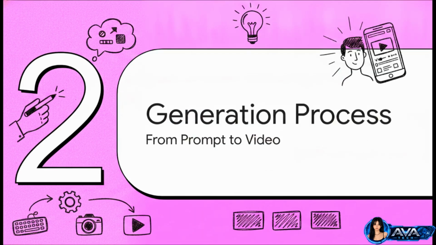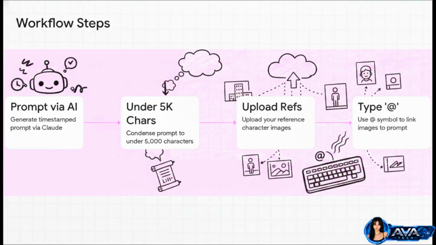Moving right along to Section 2, the generation process. Let's look at how we get from prompt to video. I want you to imagine looking over the shoulder of a digital creator for a second. Here is the exact chronological workflow they use to generate a highly realistic vlog-style video. Step 1 is generating a detailed, time-stamped prompt, usually using an AI like Claude. But look closely at Step 2 because this is a crucial detail. Dreamita has a strict 5,000-character limit for a 3-minute video that is genuinely short, so you have to condense that prompt quite heavily. Step 3 is uploading your reference images, think character sheets or specific locations.